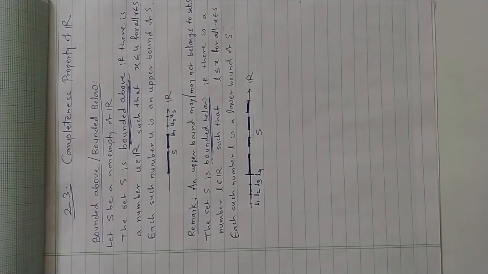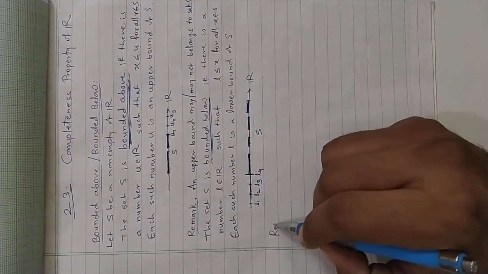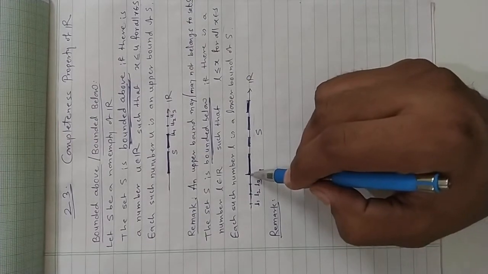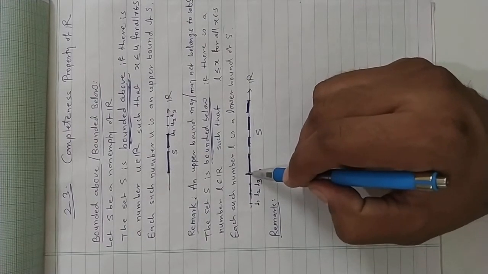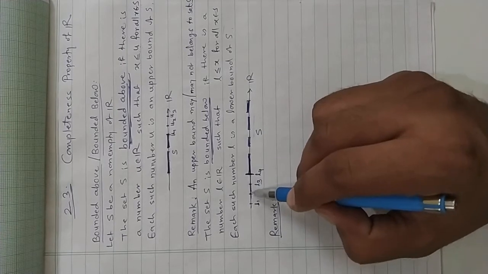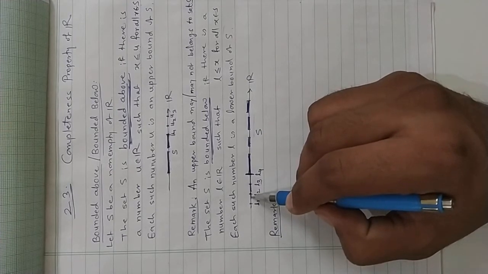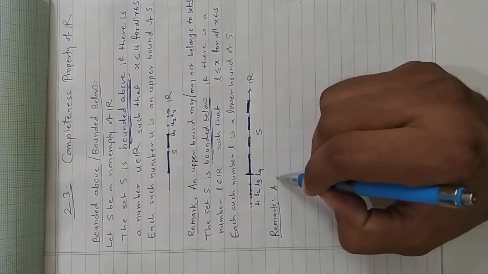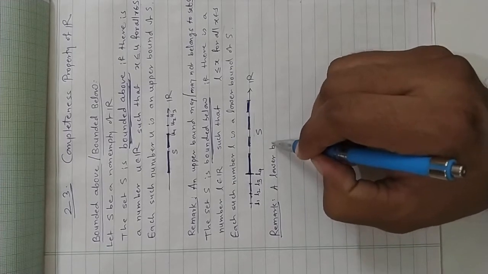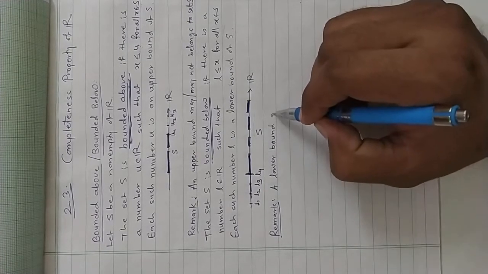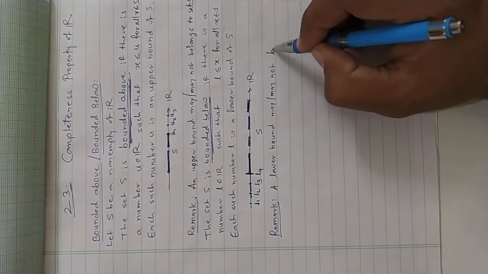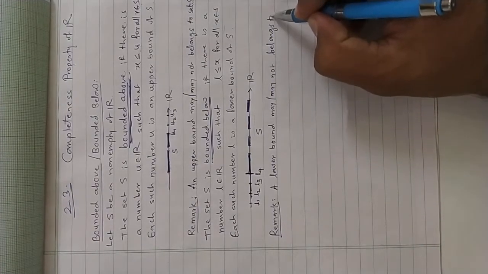So what we can say is, again, the remark will be: in this case, a lower bound may belong to the set. In the other three cases, the lower bound is not necessarily in the set S. A lower bound may or may not belong to set S.